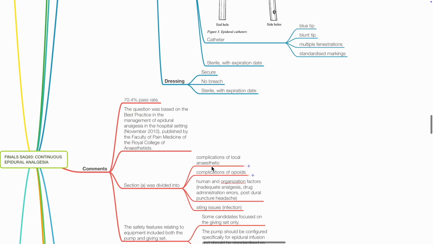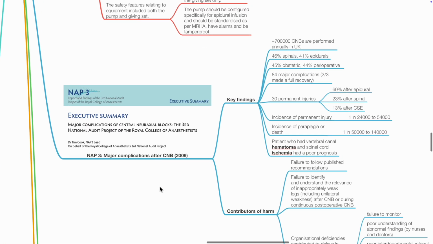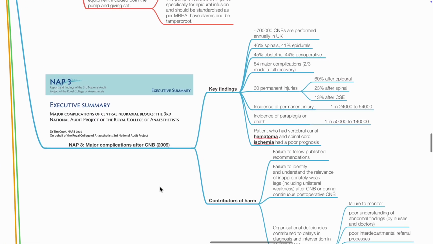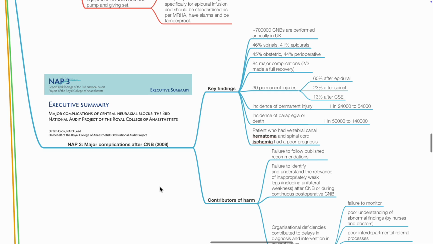70.4% pass rate. The question was based on best practice in the management of epidural analgesia in the hospital setting, November 2010, published by Faculty of Pain Medicine of Royal College of Anaesthetists. Additional information: NAP3, Major Complications After CNB, 2009.